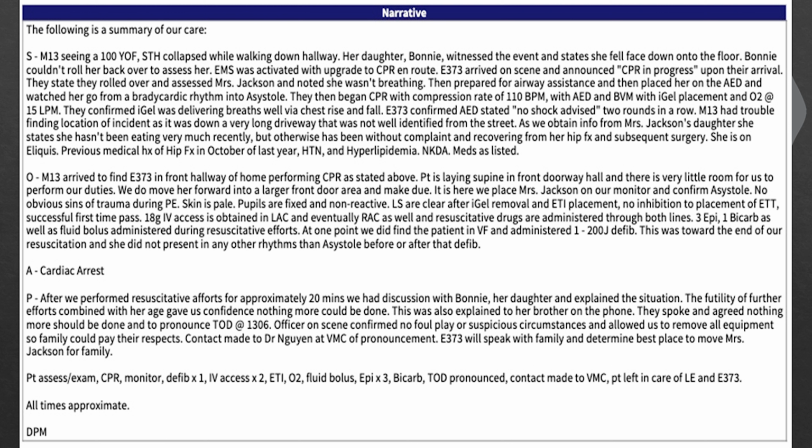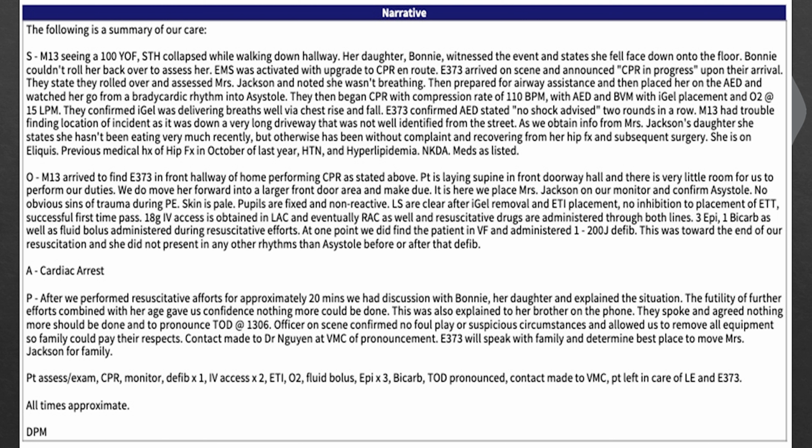Now this was actually a witnessed arrest by Engine 373, who beat us to the scene by quite a few minutes. It was hard for us to find the address because it was down a pretty long driveway that was poorly identified, but they did an excellent job, first and foremost, identifying the cardiac arrest. They got an I-gel secured and confirmed good ventilations with chest rise and fall. I really appreciate that because they told us that when we got there. We've got good chest rise and fall with the I-gel. Awesome.